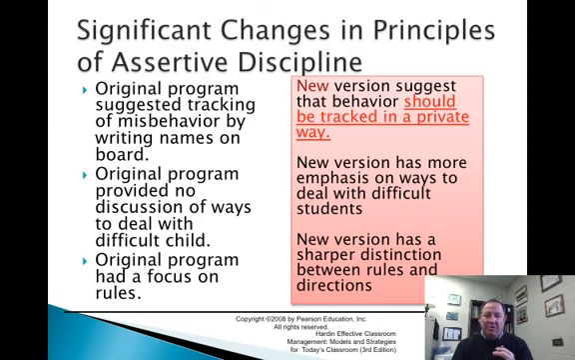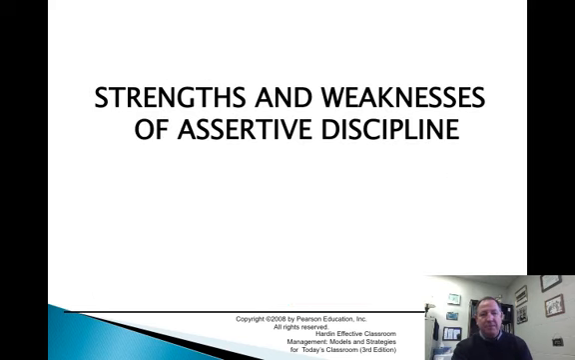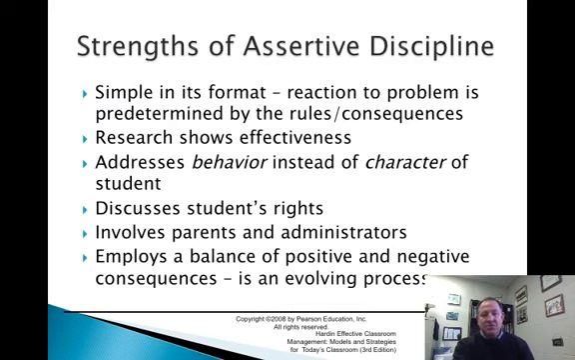Originally there was no way to deal with the difficult child other than to send them to the principal. But the new version of Cantor's method has ways to deal with difficult students and things like that. The old program had to focus on the rules. They focus now on the difference between rules and procedures or directions. This is how we do something, as opposed to rules being the only way to operate in a classroom.